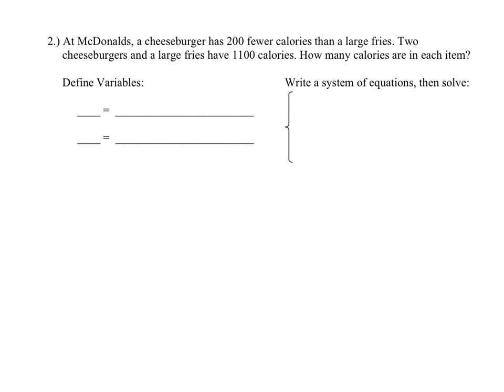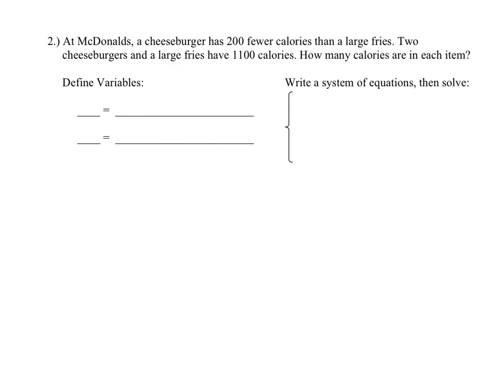Number 2. At McDonald's, a cheeseburger has 200 fewer calories than a large fries. 2 cheeseburgers and a large fries have 1,100 calories. How many calories are in each item? My advice to you at this point is to pause the video and see if you can figure out what your two variables are.